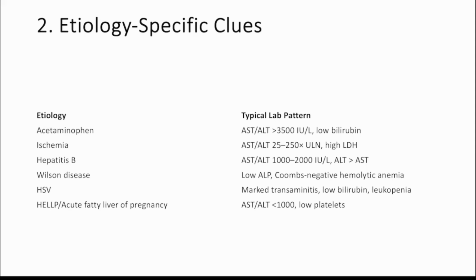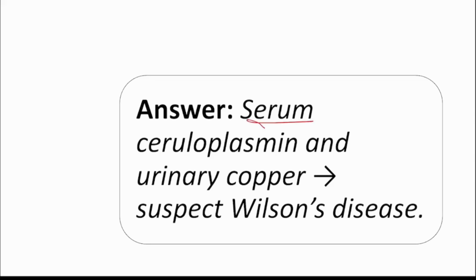So specific clues I already mentioned. So low ALP and Coombs negative hemolytic anemia are clues for Wilson's disease. So remember, a young patient coming with acute liver failure who has anemia, think about Wilson's disease. So you have to check for serum ceruloplasmin and urinary copper and suspect Wilson's disease. So Wilson should be in the differential diagnosis of a young patient coming with jaundice.